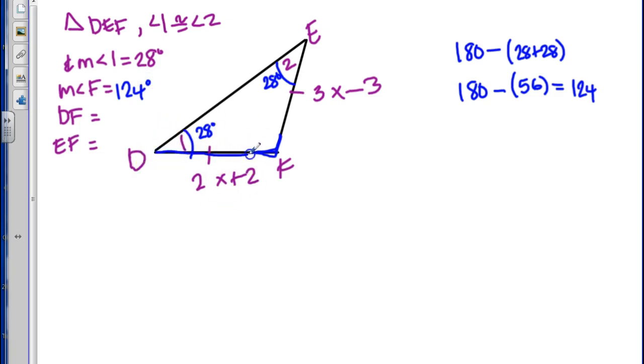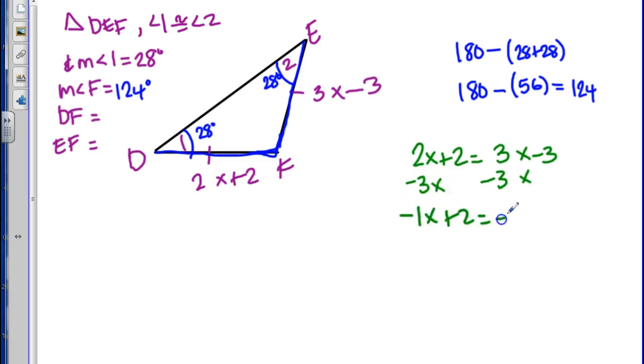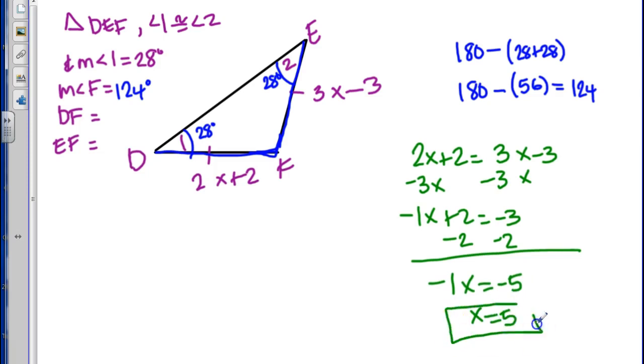Now I need side DF and EF. I need those lengths. So let's see what we know. We know those sides are equal to each other because this is an isosceles triangle, and they told us the sides were equal to each other. So let's find those sides. 2x plus 2 has to be equal to 3x minus 3. So subtracting 3x from both sides gives me negative 1x plus 2 equals negative 3. Subtracting 2 from both sides gives me negative 1x equals negative 5, or x is 5.